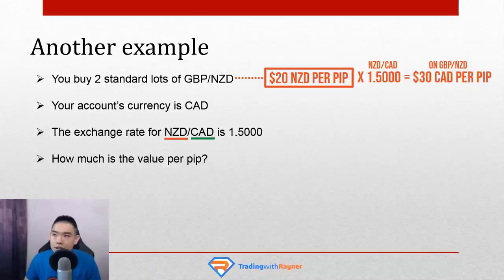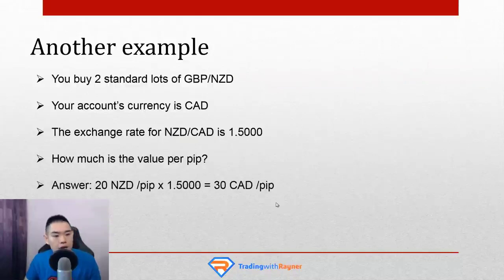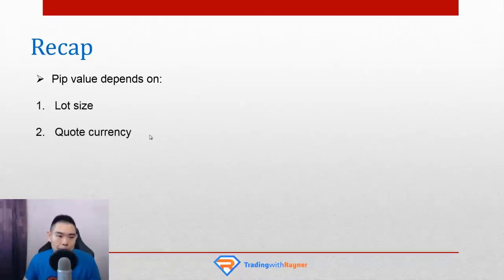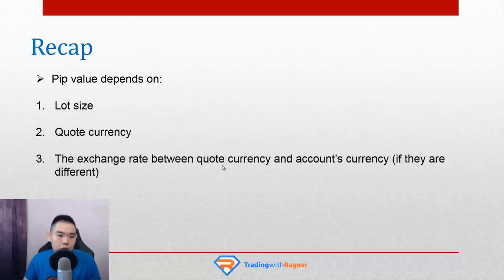Okay, so let's have a look. Ta-da! With that said, let's do a quick recap. Number one, your pip value depends on a few things: the lot size, the quote currency, and finally the exchange rate between the quote currency and your account currency if they are different. If they are the same, then you just need the first two things and you can find out the pip value.